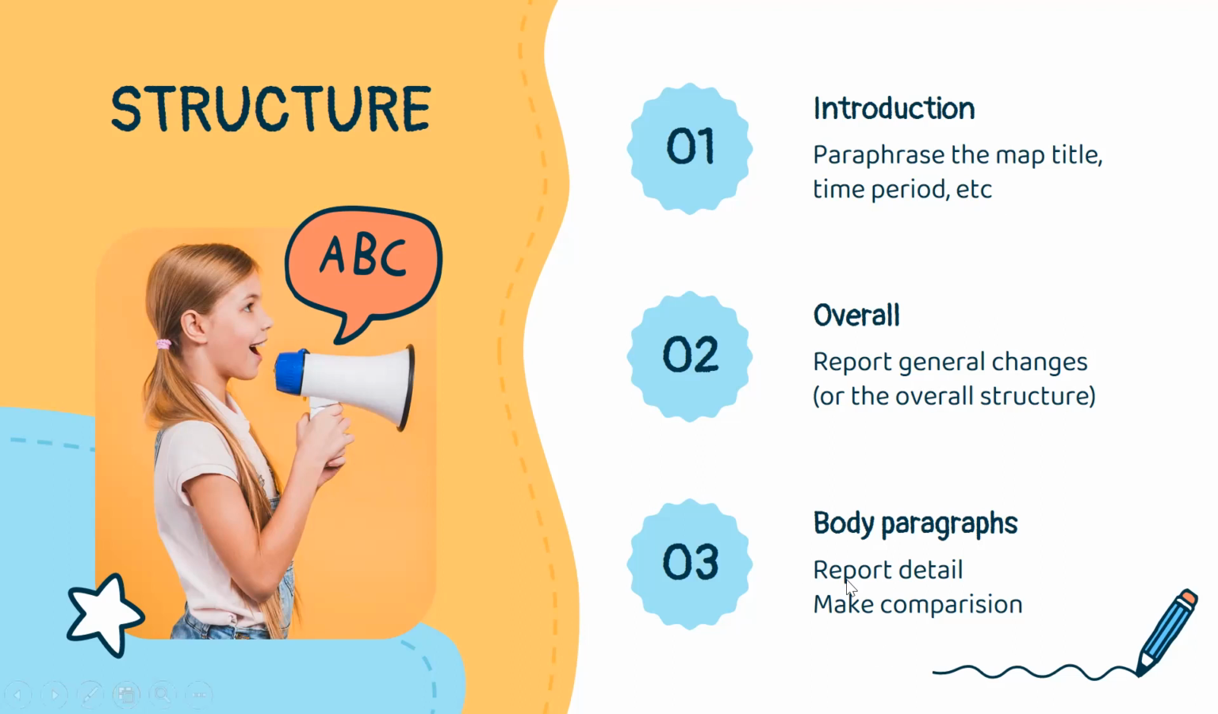And the third part will be body paragraphs in which you will report details, like the precise location and the comparisons that I have mentioned, and you should also make comparisons between them. This part can contain 1 or 2 paragraphs. It's all up to you, and I don't think that they will subtract your score for writing only 1 body paragraph. However, as you could see, the essay must contain at least 3 paragraphs and up to 4 paragraphs, and a conclusion is unnecessary.